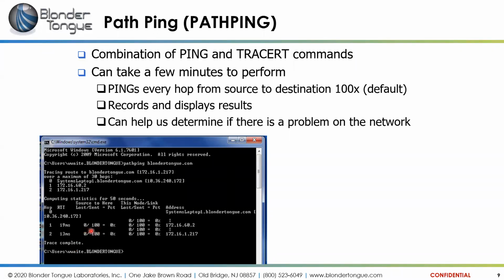So we had 0 lost out of 100. So we lost 0% on this one. Same on this one. It records and displays our results, and it can help us determine if there's issues on the network. So here we're doing a path ping from my desk to our domain, blundertongue.com, and it shows it's got 2 hops to go to get there, and it got there no problem. There were no issues through the pings.